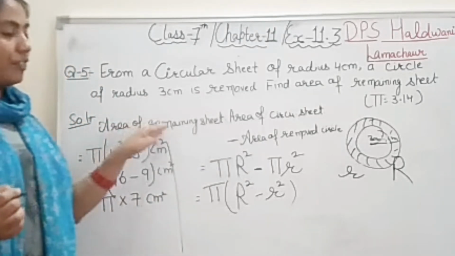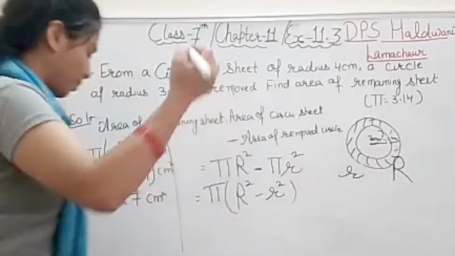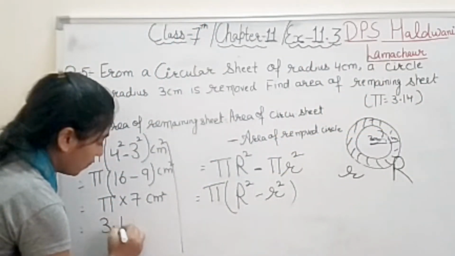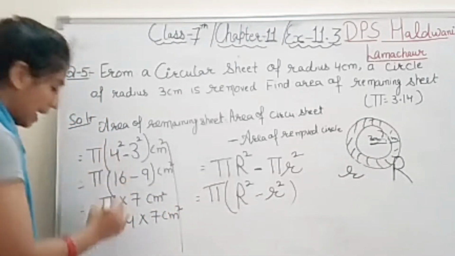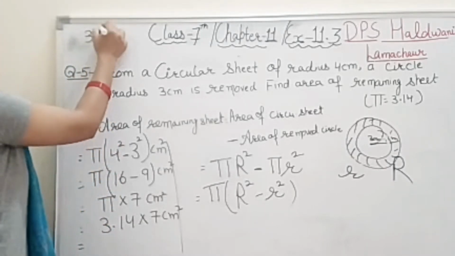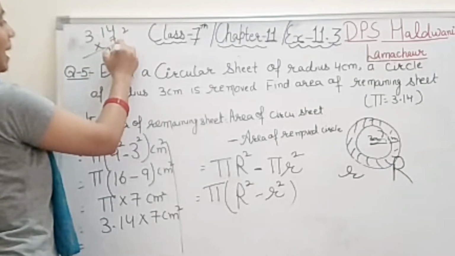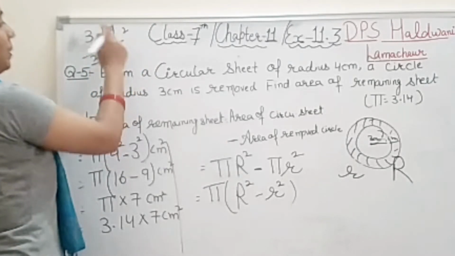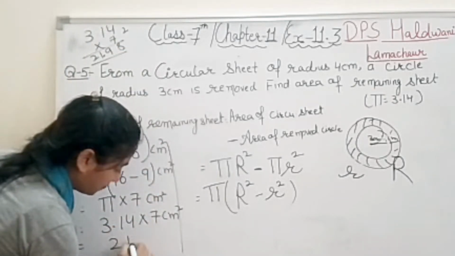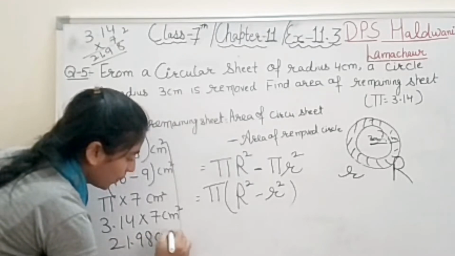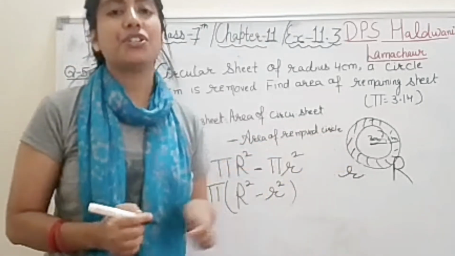But we want the area of the remaining sheet. The value of pi is given to you as 3.14. So you put the values: 3.14 into 7 centimeter square. You will multiply it. 314 into 7: 7 fours are 28, 7 ones are 7, 8 plus... 7 threes are 21. After two digits you put a decimal. So it is 21.98 centimeter square. It means this much area is for the remaining sheet.